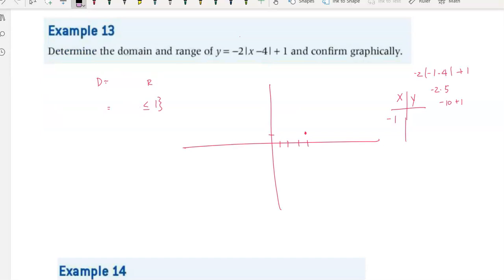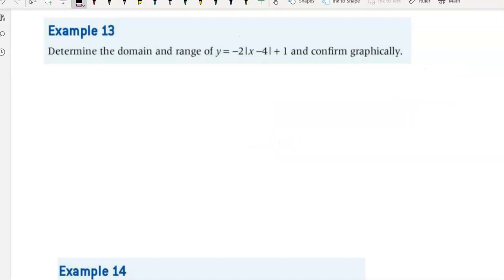Okay, so let's go ahead and solve this. I did it and then I messed up, so I kind of went back. Determine the domain and range of y equals -2 absolute value of x minus 4 plus 1, and confirm graphically. So we are going to go over transformations, vertical and horizontal stretches and compressions. But before we do that, we don't have to really worry about this multiplier of 2, but we know that this is a reflection over the x-axis, and this is up 1.